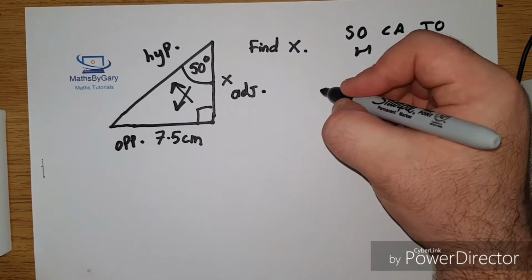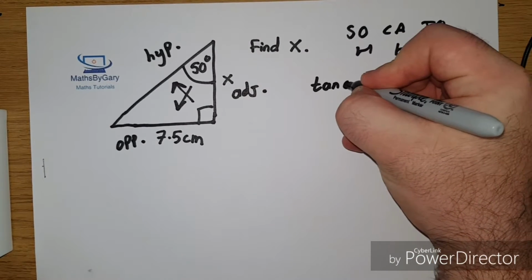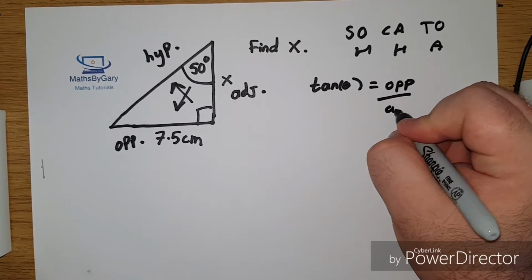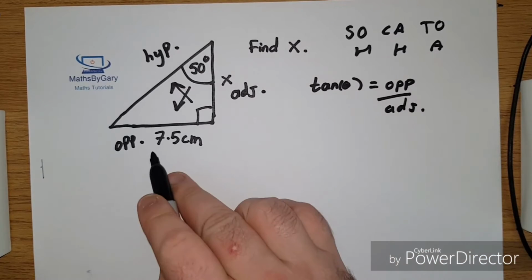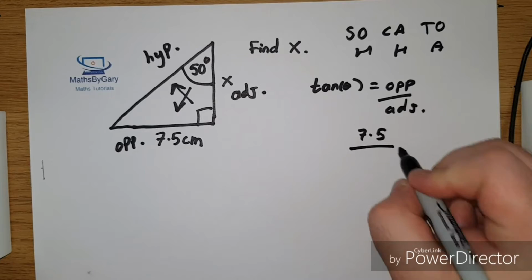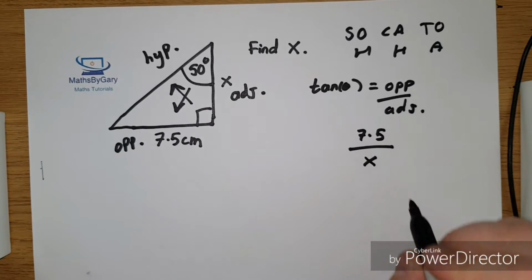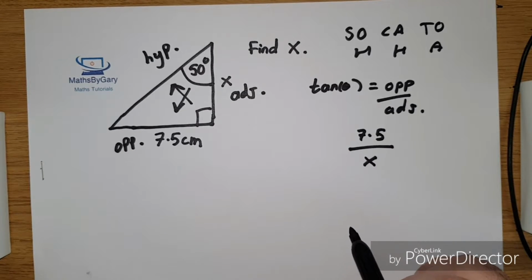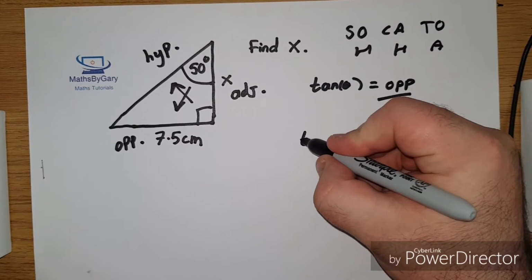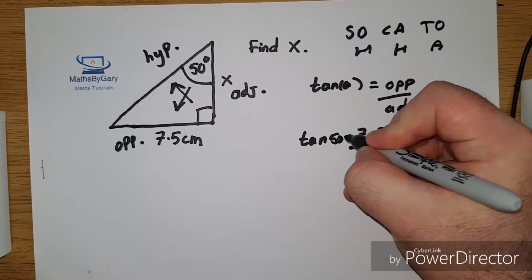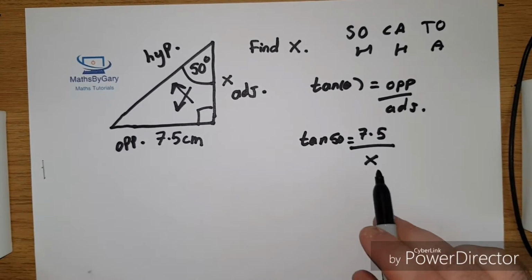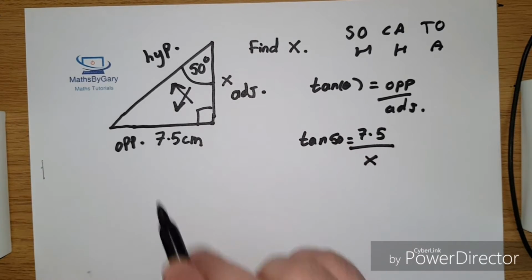We're going to use tan, because tan theta equals op over adjacent. We have the op, which is 7.5, divided by adjacent, which we don't have, and it will be tan 50. So tan 50 equals 7.5 divided by x. Here's the 50 degrees here.